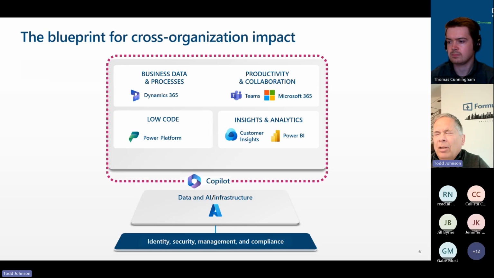So from here, I'm going to hand off to Thomas, and Thomas, I'll let you dive in and take us through what the different modules look like.